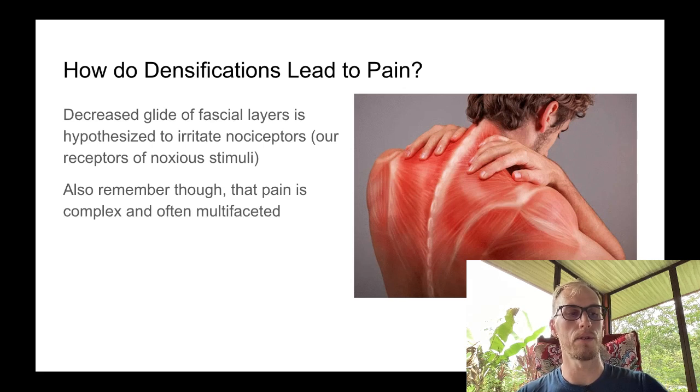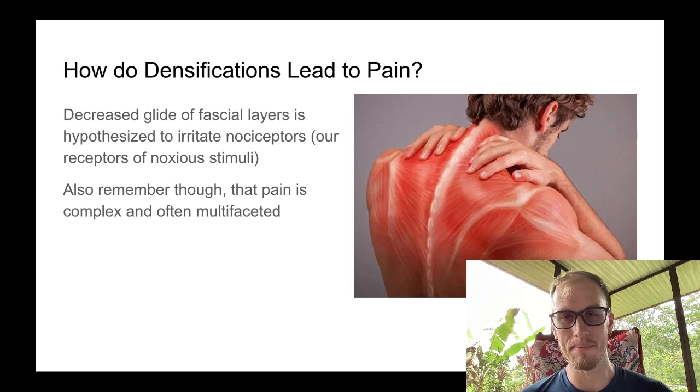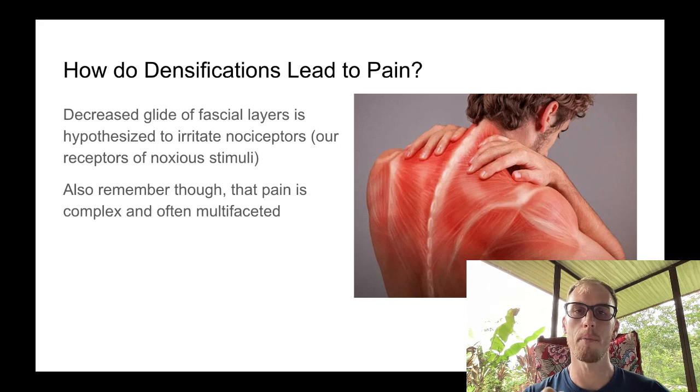Here's the next step. How do these densifications lead to pain? Because it's all very well and good for us to understand the physiology behind them, but what does that cause? The hypothesis is, and I emphasize that word because we have not definitively proven this yet, the idea is that with a decreased glide of the tissues, it's hypothesized that this irritates local nociceptors. And our nociceptors are the receptors in our bodies that detect noxious stimuli, and typically are associated then with a pain response signal from the central nervous system.